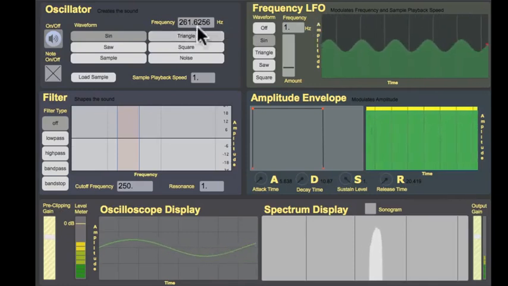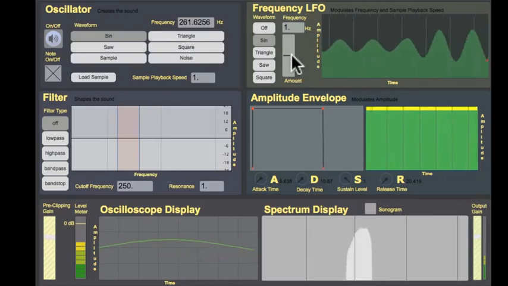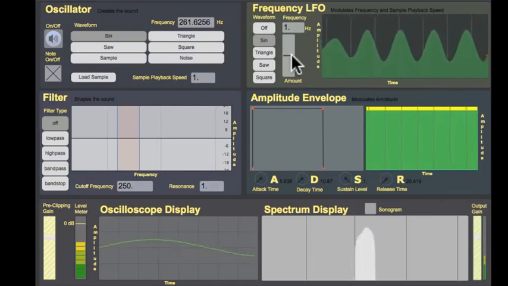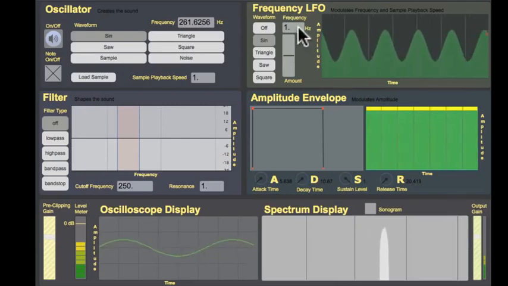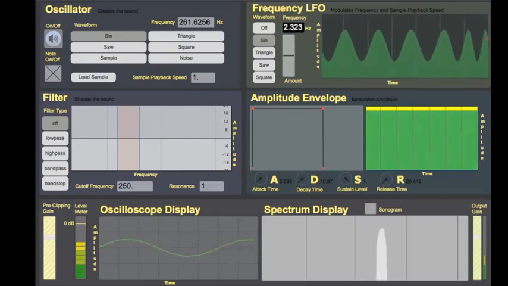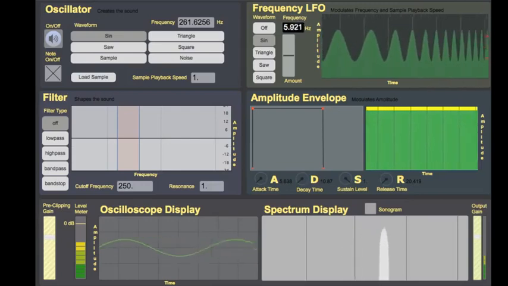This is going up and down from the set point of the oscillator. If I change the amplitude, the extent of the modulation is further, so now the pitch is going up higher and lower for me. And if I increase the frequency of the LFO, we hear that modulation moves faster and slower.